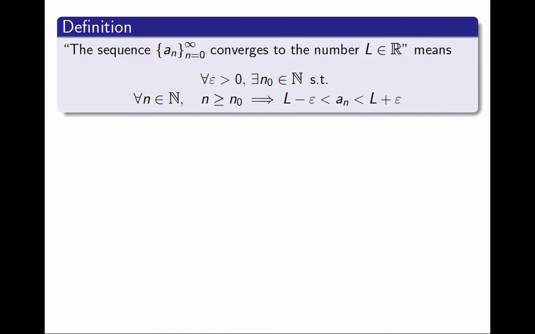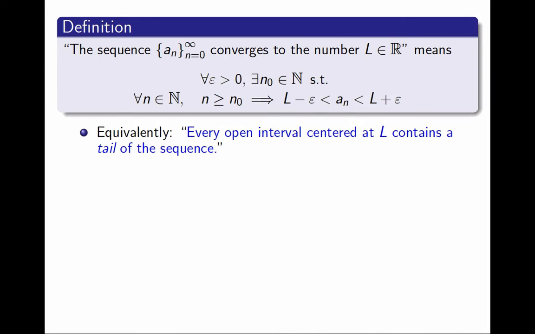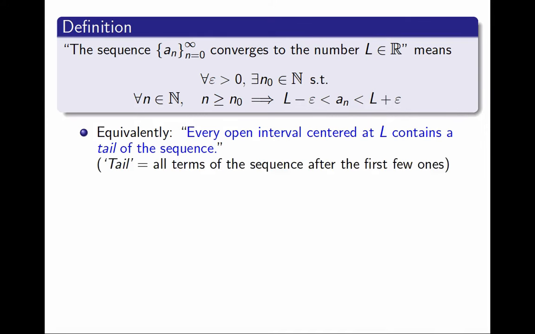Here is the same statement again. This is what it means for the sequence an to converge to the real number L. This is the formal rigorous definition, but I do like very much the one-sentence summary with words. A sequence an has limit a real number L when every open interval centered at L contains a tail of the sequence, where a tail means all the elements after the first few ones.